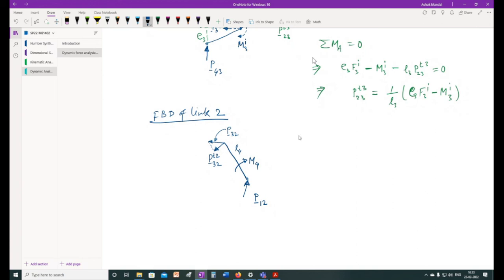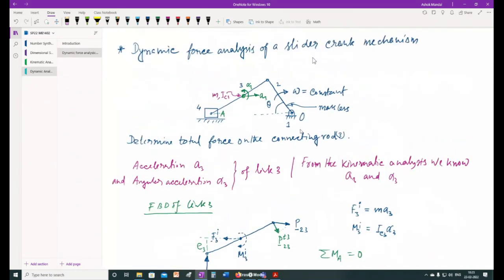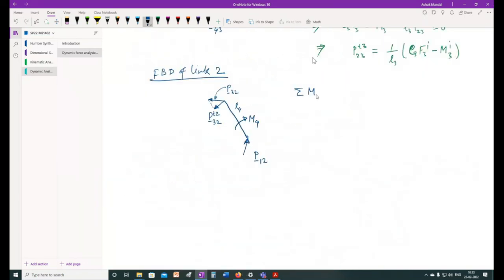Again, we will apply the moment about this point, let us call it O2. When we do that, we have M4, which is negative, plus P32 tangential to 2 times the distance L2, the length of link 2, and that must equal 0. So from here, P32 tangential to 2 is M4 by L2.